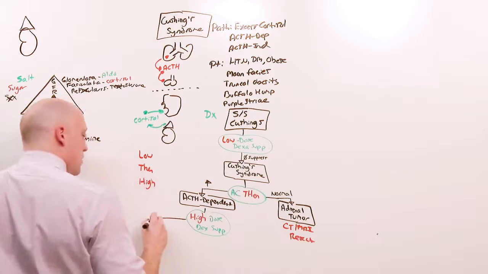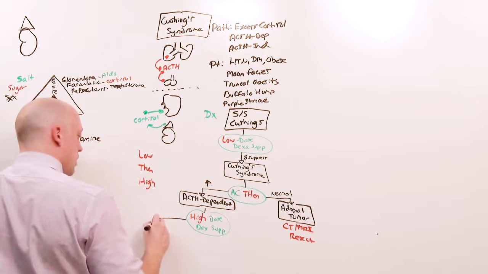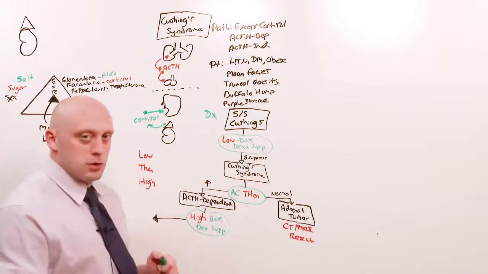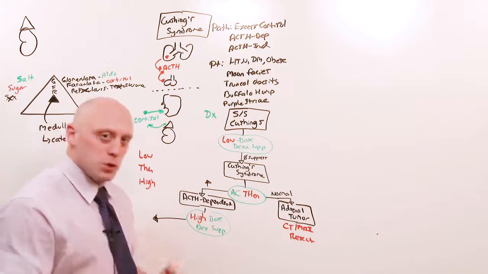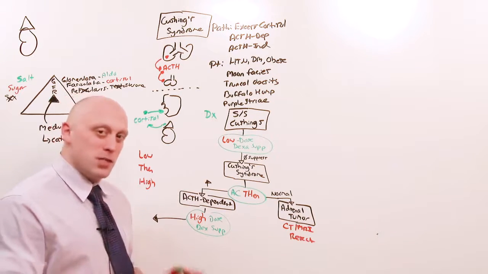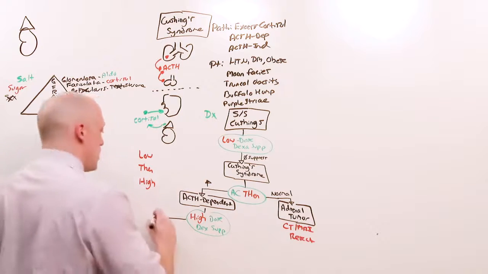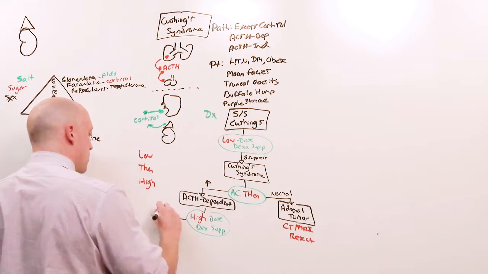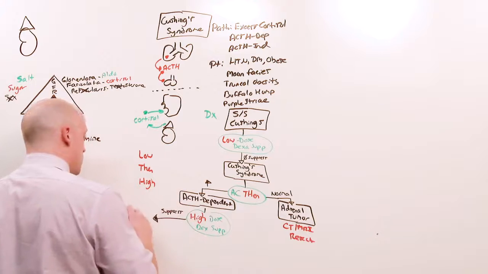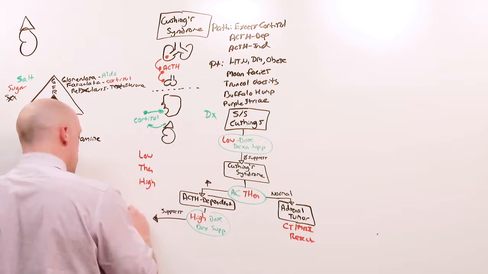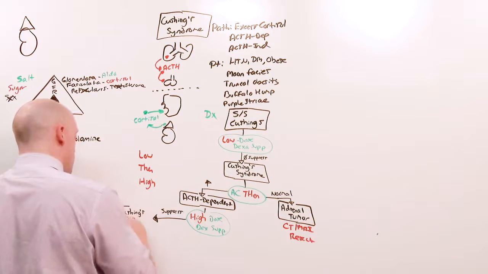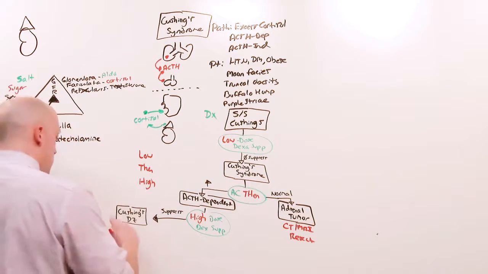Because even if you have a tumor of the pituitary, a super high dose of steroids will still cause it to suppress a little bit. Even though it's cancer, it does what it wants. If it's pituitary, there will be some suppression. So if it suppresses, you have Cushing's disease, which is a pituitary tumor, and you need to resect it.